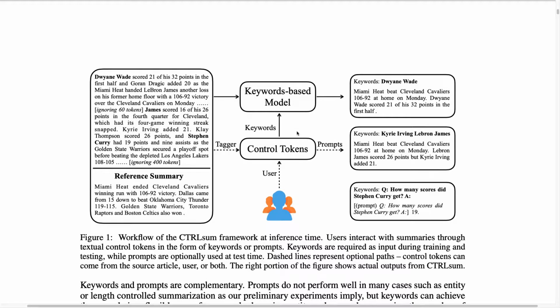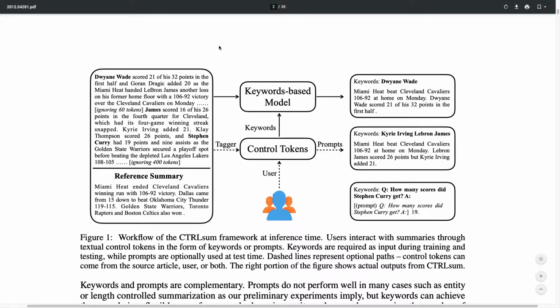A standard approach to train abstractive summarization systems is to provide an input article to the model and to train the model to generate a reference summary, using a large dataset of articles and summaries.